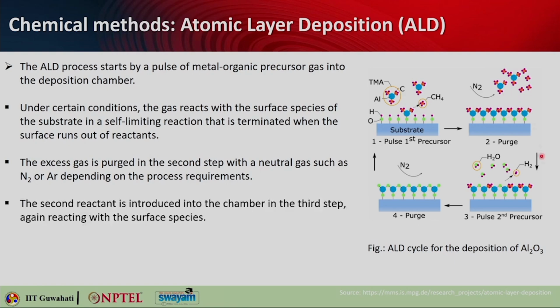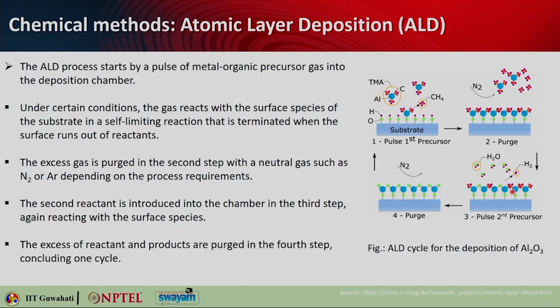The second reactant is then introduced into the chamber in the third stage. Here the second one is introduced, and again that starts reacting with the surface species, and the excess reactant is again purged in the fourth step. That gives you one particular cycle, and then it is repeated. So, with atomic layer deposition, as the name tells you, you can actually deposit layer by layer of atoms and grow your thin film.